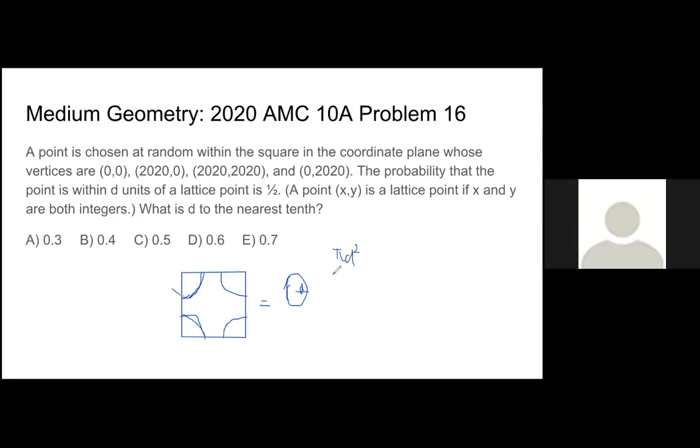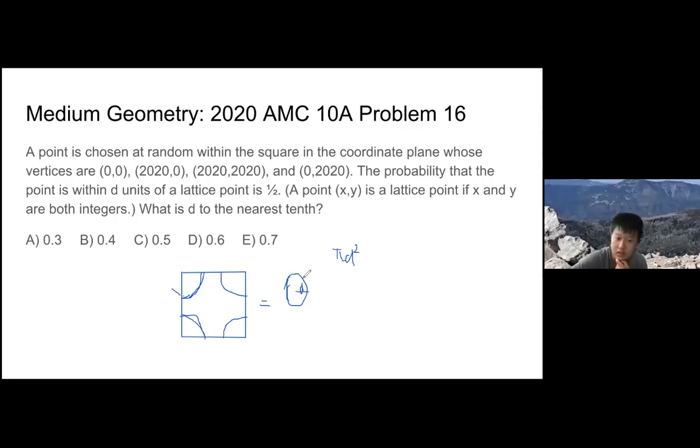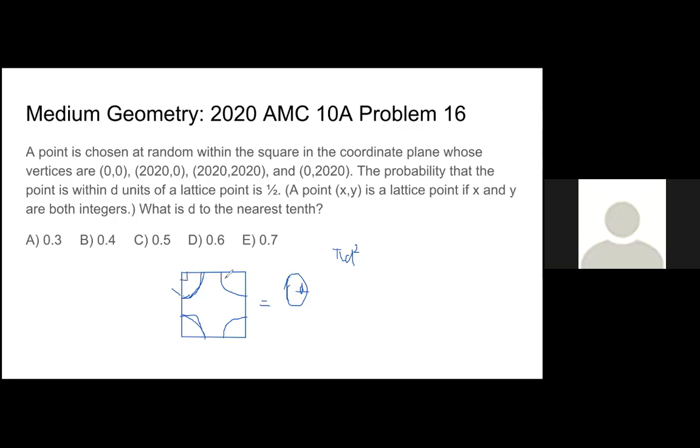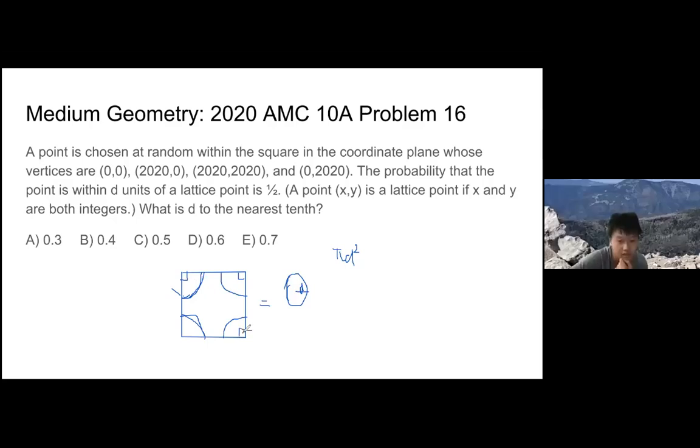Wouldn't that be an interior angle? Which one? The interior angles and the interior angle sums. Essentially, they're all 90 degrees. So when you add 4 90 degrees, you get a full circle. Yeah, okay, so the area is pi d squared out of a total area of, since this is a unit square, 1. So you get pi d squared is equal to 1/2. So d squared is about 1/2 pi.